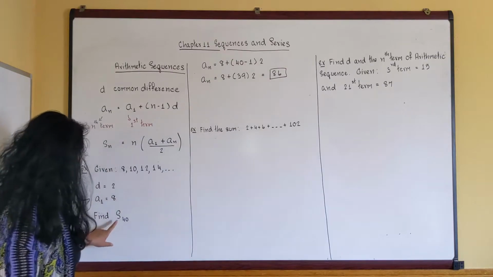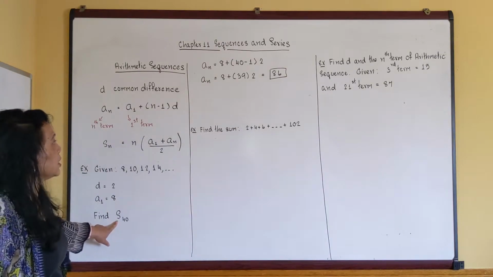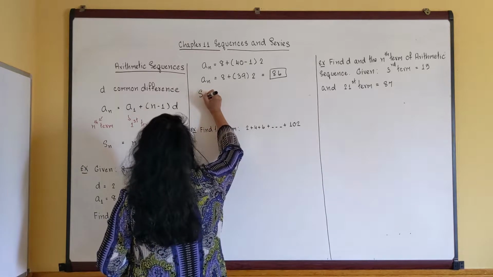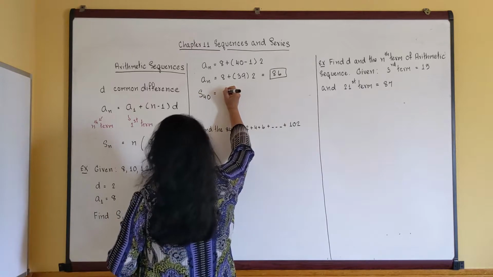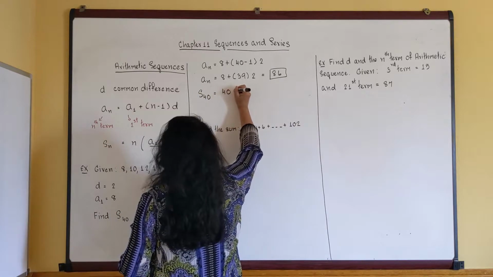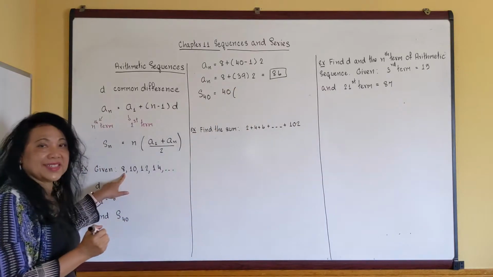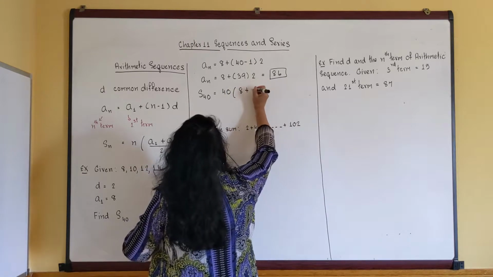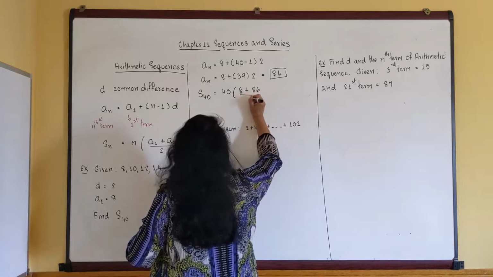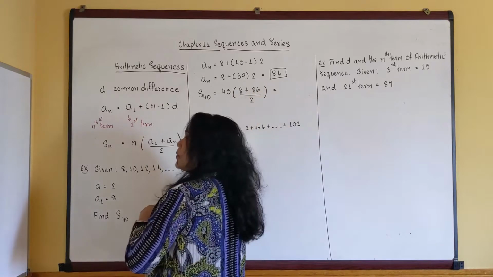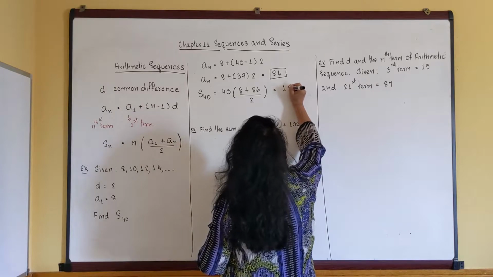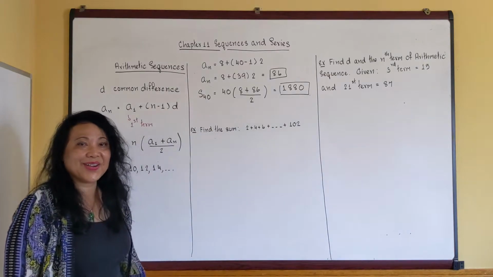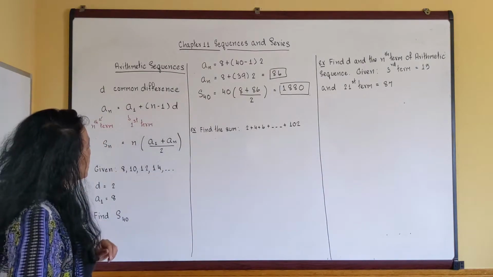But they didn't ask for a sub n, they asked for the sum of the first 40 terms. So we're going to use this formula. So S sub 40 would be, my n is 40, a sub 1 is 8, a sub n, I just did it here, 86, over 2. If you calculate this, it's going to be 1,880. Now let's look at my second example.